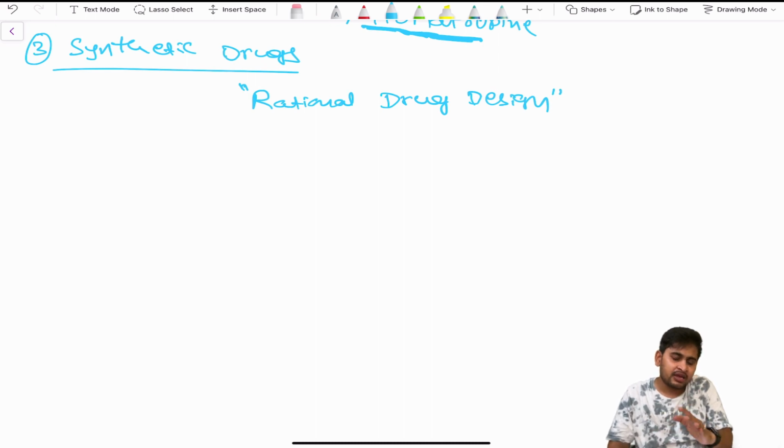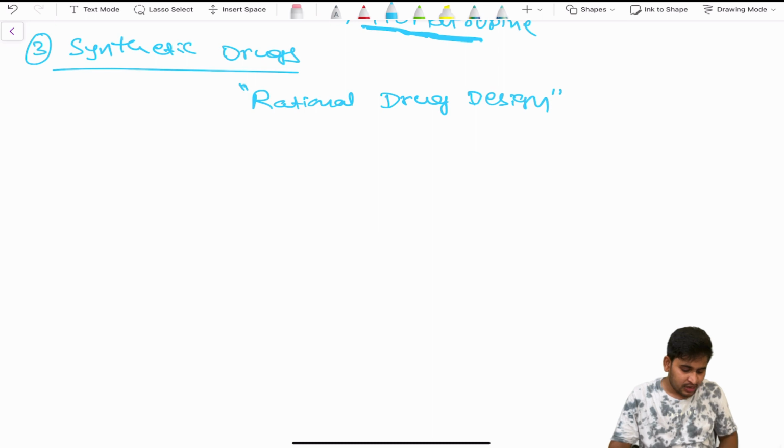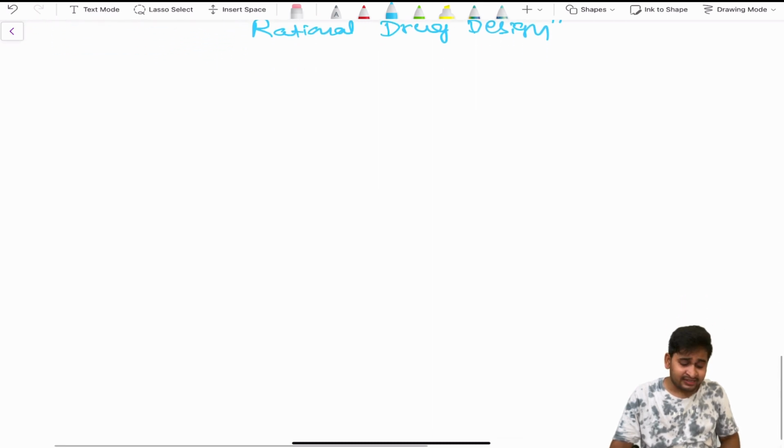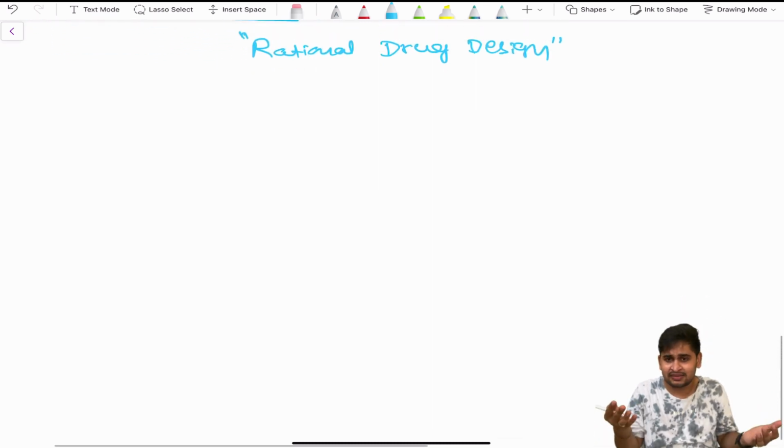The drug is developed in such a way that it can act onto the receptor. This type of developing or designing is called rational drug design. Clear? So what are the other sources that we have nowadays?